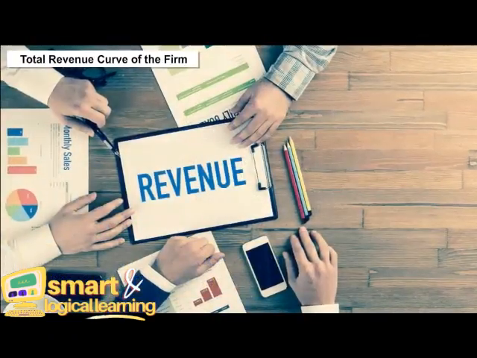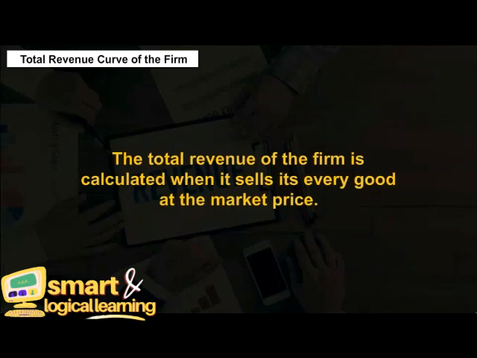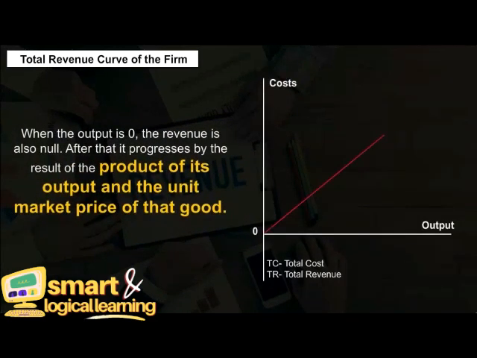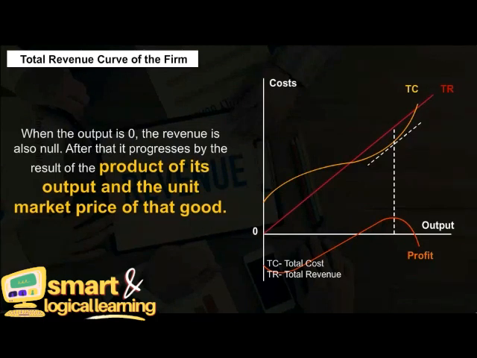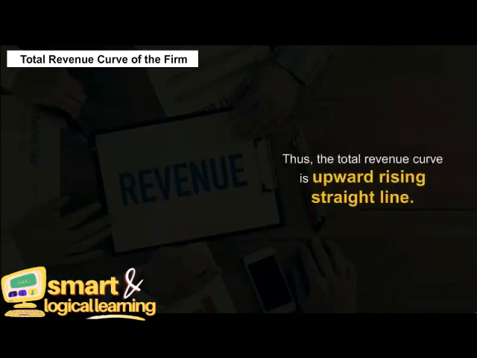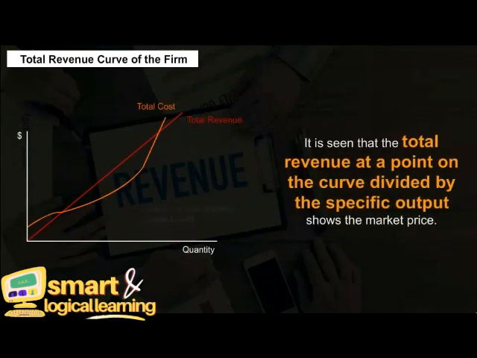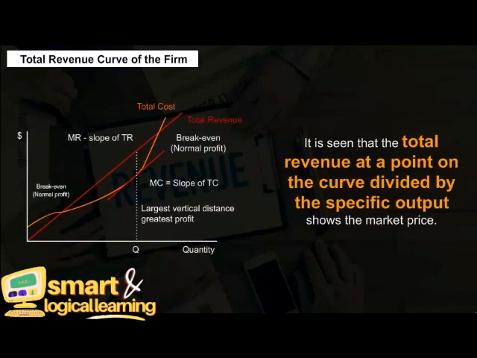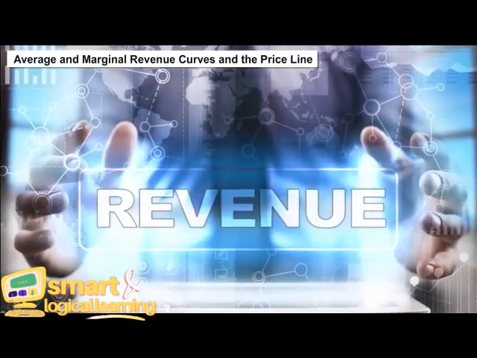Total revenue curve of the firm. The total revenue of the firm is calculated when it sells every good at the market price. When the output is zero, the revenue is also null. After that, it progresses as the product of its output and the unit market price of that good. Thus, the total revenue curve is an upward rising straight line. It is seen that the total revenue at a point on the curve divided by the specific output shows the market price.